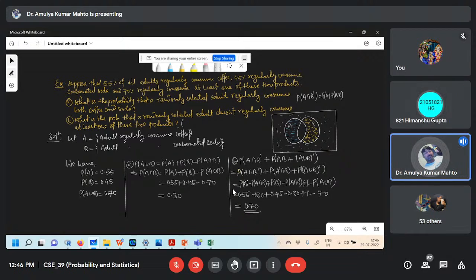If you want, I can write that. No, I understood. Actually, I thought it would be the sample space minus the A union B. That could be the doesn't regularly consume. No, I am writing that for that also.